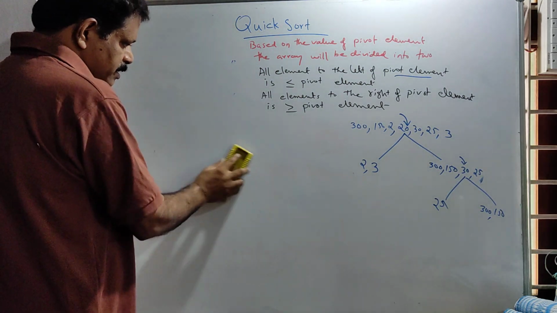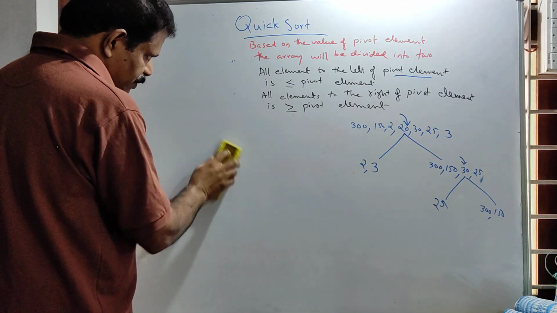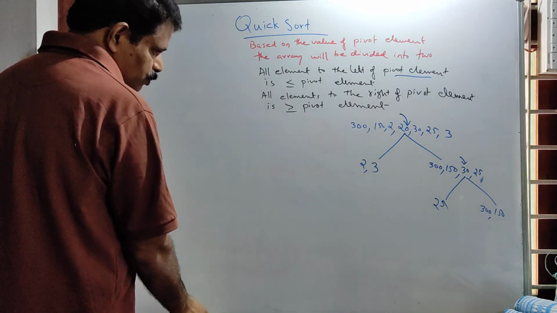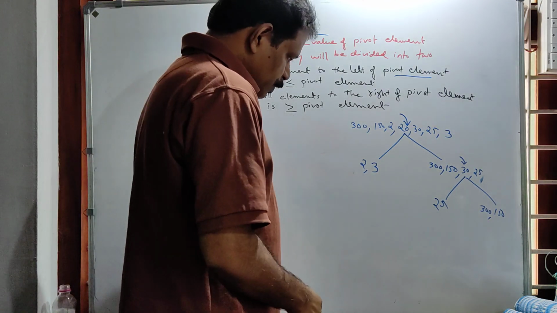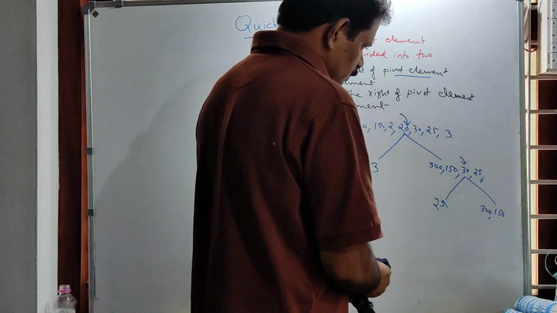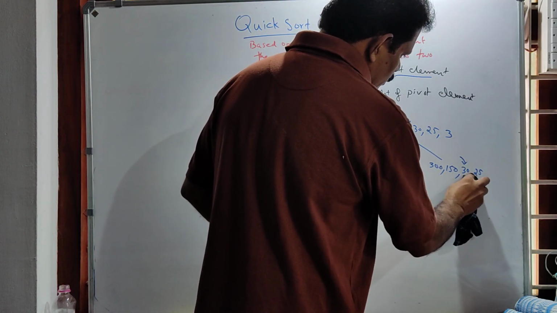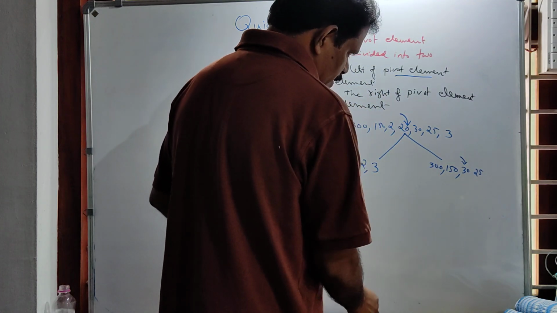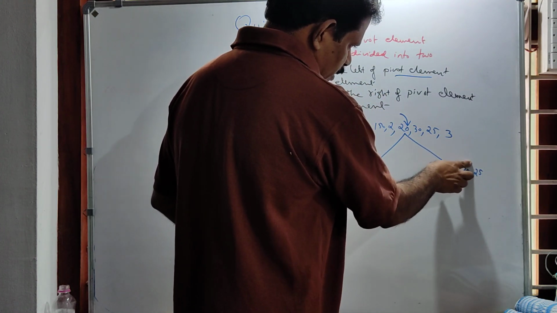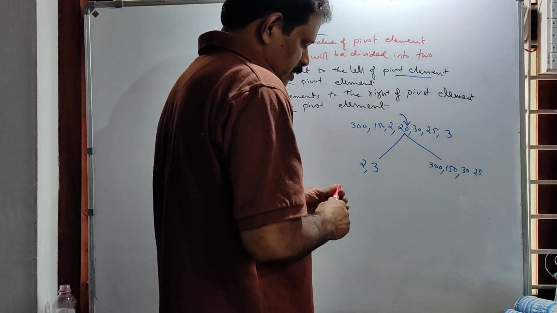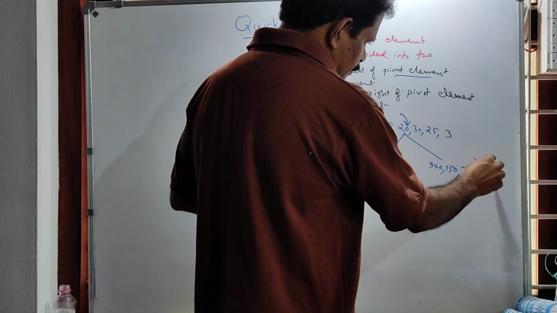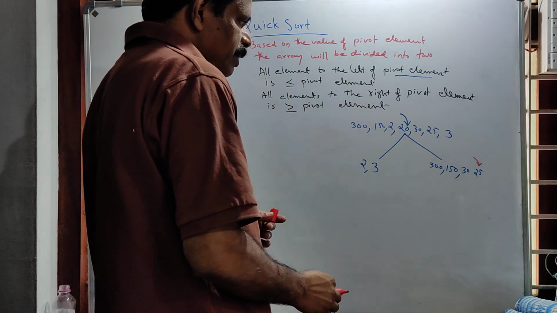We already discussed that based on a pivot value, the array will be divided into 2. Suppose we are picking the smallest element of this array, that is on this subtree, that is 25, as the pivot element. Then what will happen?